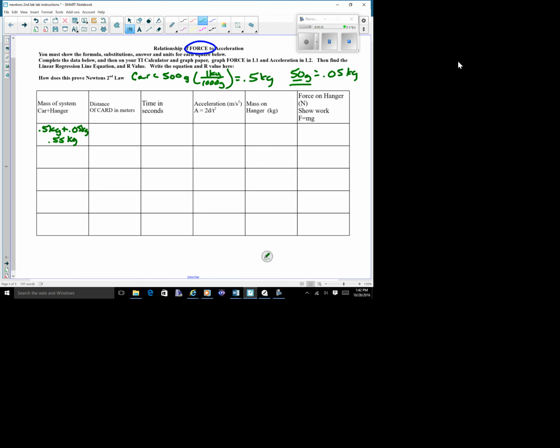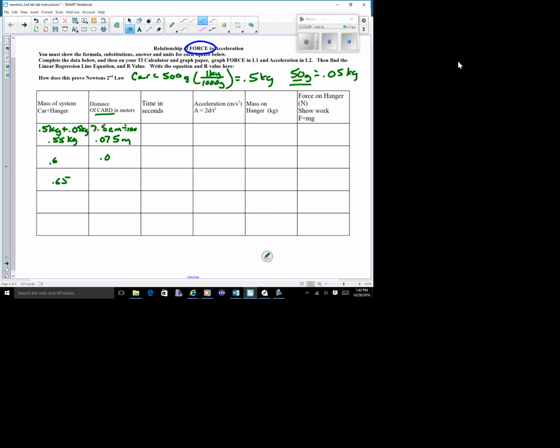The distance of the card is always 0.75 meters. Try this again, I'm sorry, I made a big mistake there, 0.075 meters, because that's 7.5 centimeters. You divide that by 100, because there's 100 centimeters in a meter, that gives you 0.075 meters on each one of these all the way down. Okay, so like that all the way down, even on the other side.